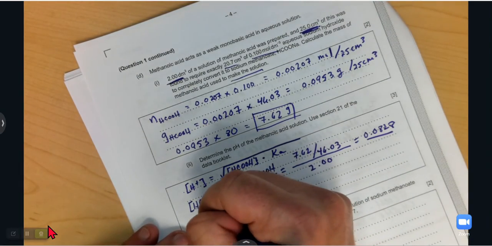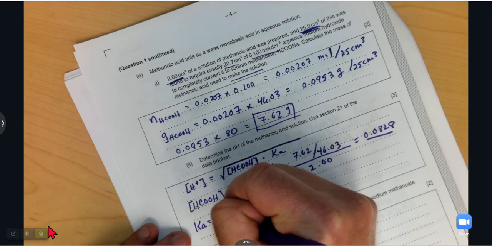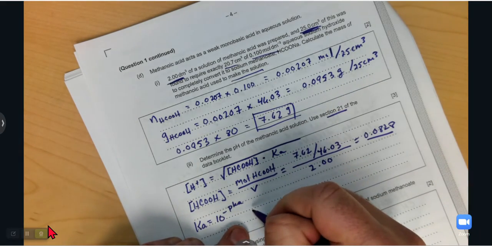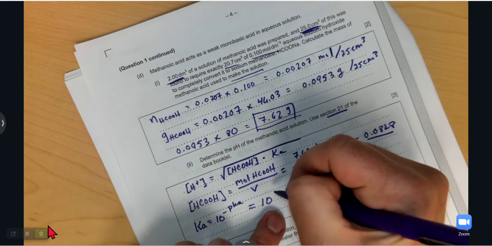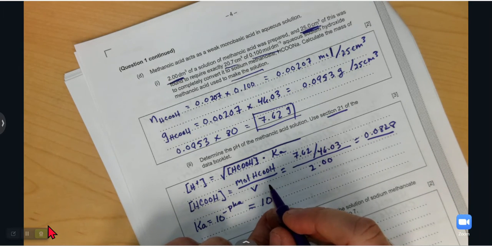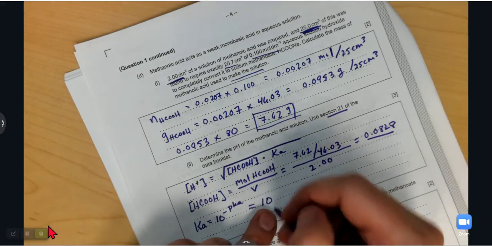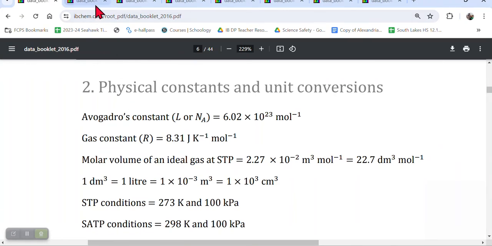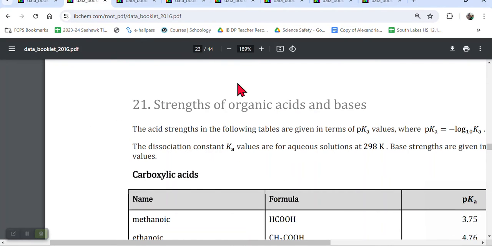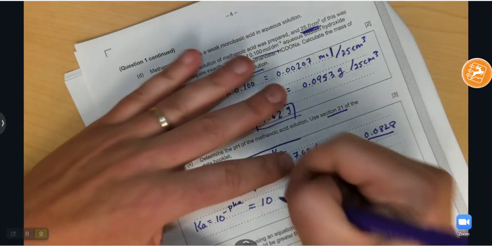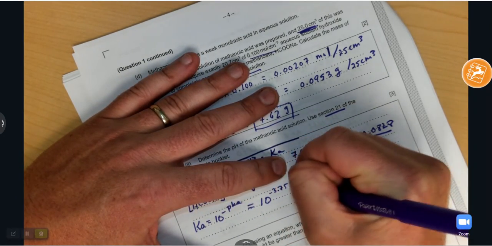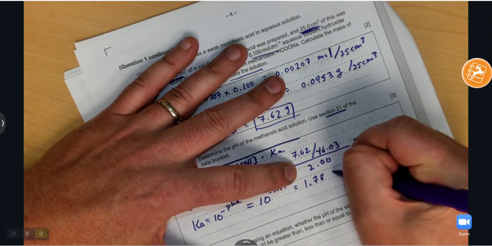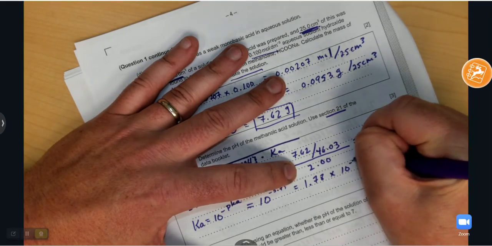Now I need the Ka part. Remember, Ka, because it's a logarithmic relationship, is 10 to the negative pKa. Section 21 gives us pKa values. For methanoic acid, I believe it's right at the top. Let me see if I got it there. I don't. It'll be 10 to the negative 3.75. Let me just open up my data booklets here. There we go. Yep, 3.75. So that'll just be 10 to the negative 3.75, which equals 1.78 times 10 to the negative 4th.